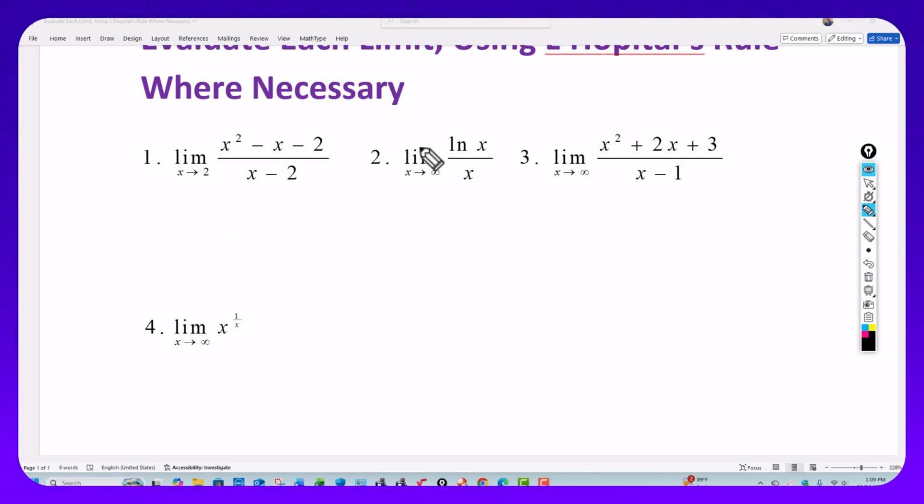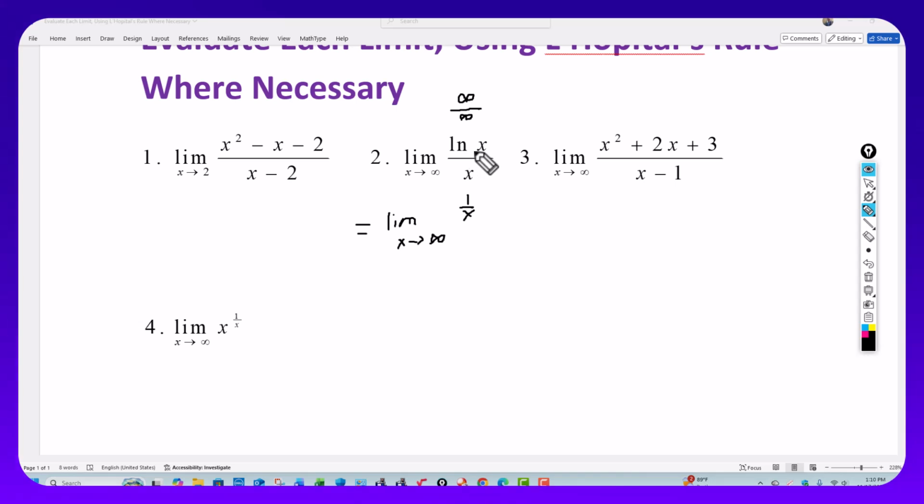Now for the next one, the limit as x goes to infinity. Well, let's look at this. As x goes to infinity, the numerator is going to get large, so it's going to be infinity. The denominator, as x goes to infinity, is also going to go to infinity. Indeterminate form. So let's see if it works for this one. It's going to be the limit as x goes to infinity. The derivative of ln of x is 1 over x.